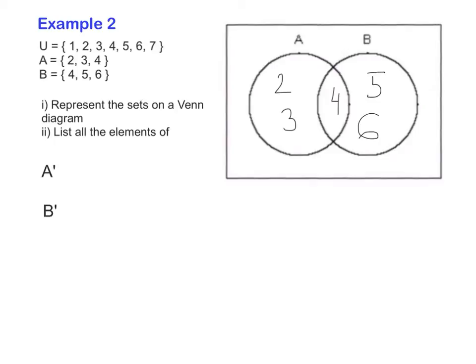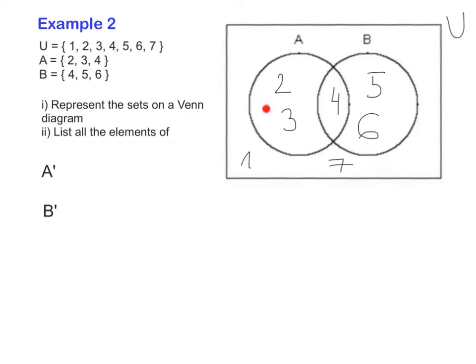Now we need to look at the universal set. As you can see, we've used 2, 3, 4, 5 and 6. So we need to place 1 and 7 outside A and B. So 1 and 7, still in the universal set, but outside A and B. And now we need to do part B, we need to list all the elements of A complement. A complement means everything outside set A, everything outside.